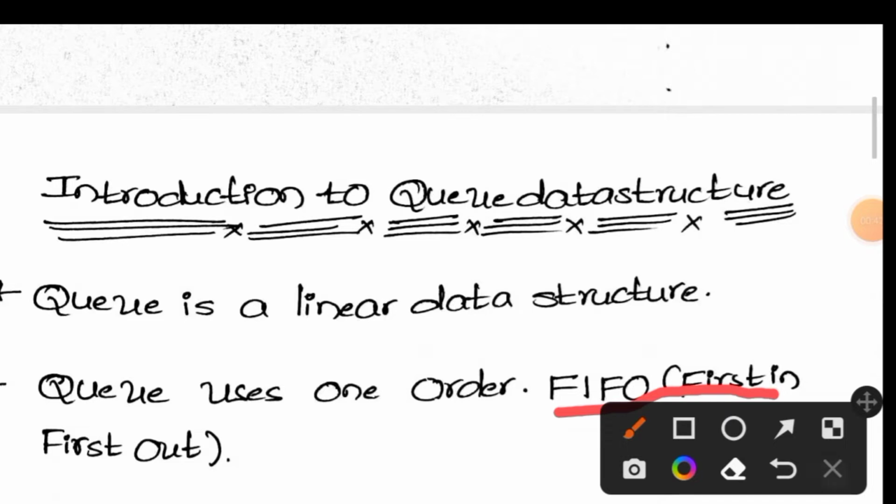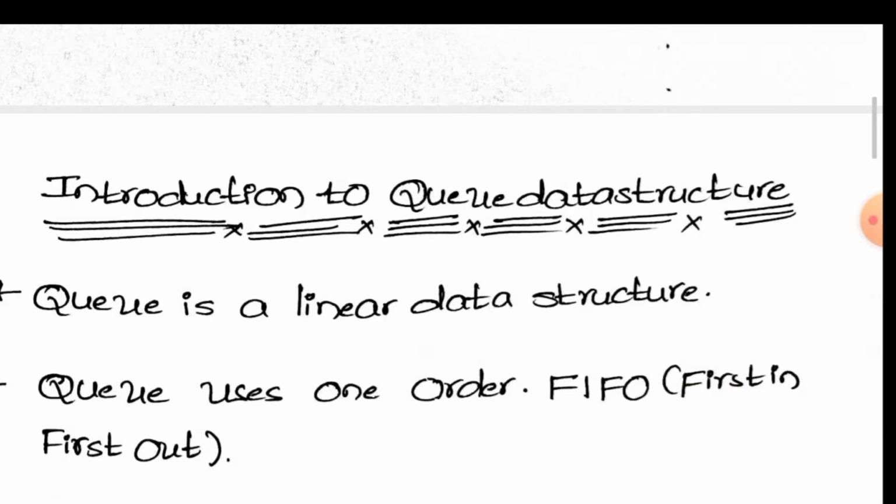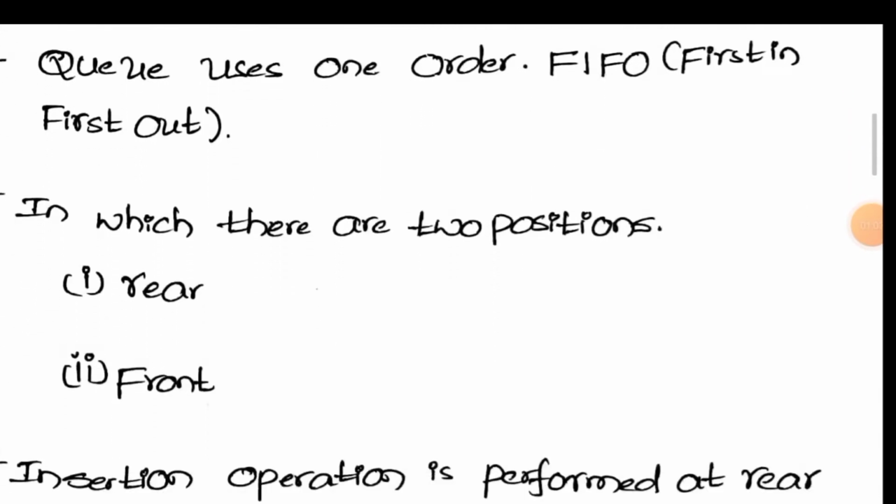This first in first out order means who comes first, they will be served first, they will go out first. That's why it is called FIFO order. Here there are two positions: the rear position and the front position. By using these positions, we can insert and delete elements from the queue. From the rear position, we can insert the elements. From the front position, we can delete the elements from the queue.